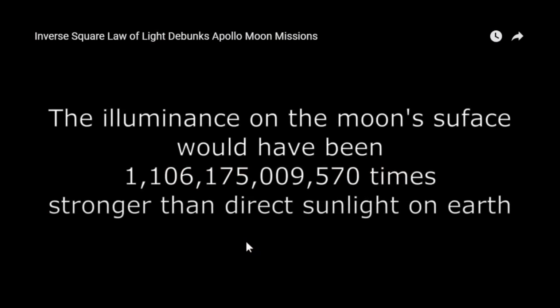All right. Now, you guys really need to take that in, all right? Because when I did it, I came up with a figure in the quadrillions of lumens. Now, what Ben is doing differently here is he's comparing it to direct sunlight on Earth. And it's over 1.1 trillion times brighter than direct sunlight here on Earth is what it would have to be, right?